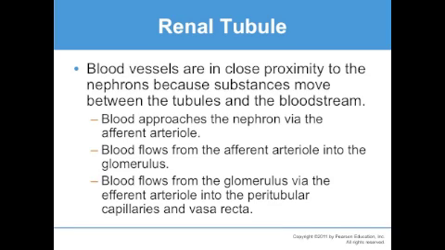Blood approaches the nephron by way of the afferent arterioles. Blood flows from the afferent arteriole into the glomerulus, and then blood flows from the glomerulus by way of the efferent arterioles into the capillaries that are called peritubular capillaries, and the structure that's called the vasa recta.